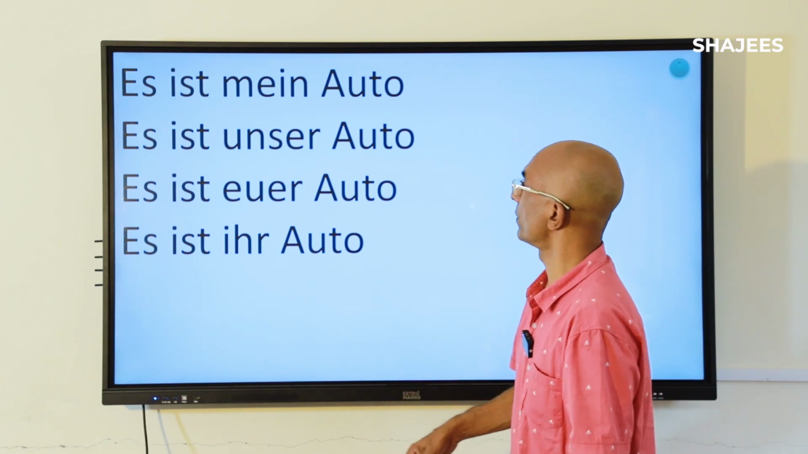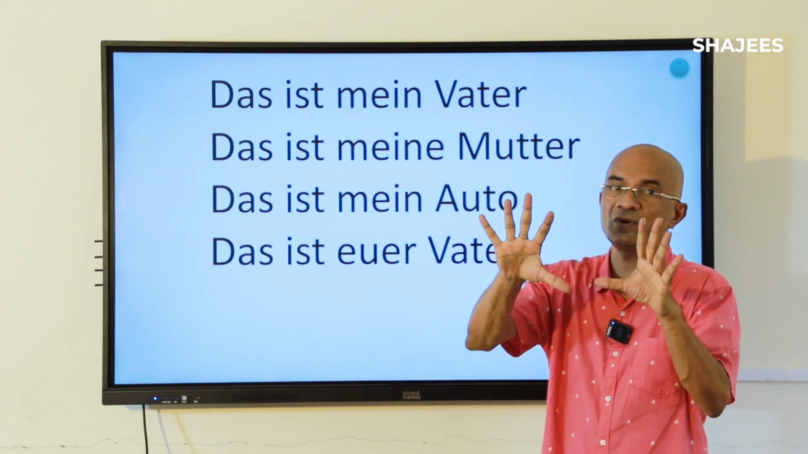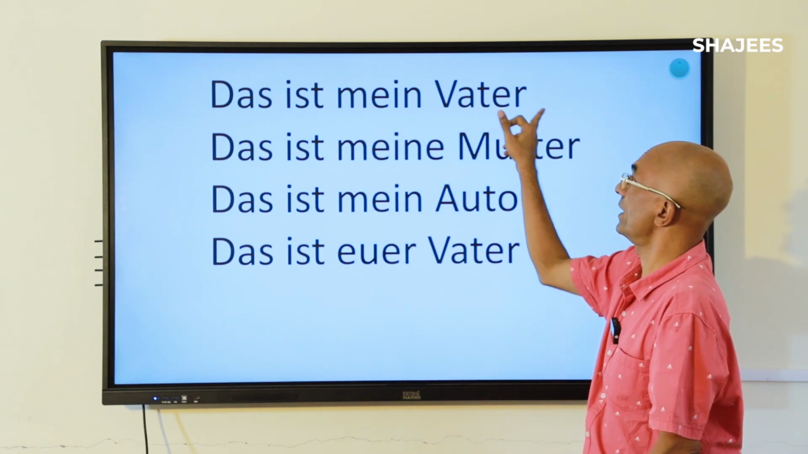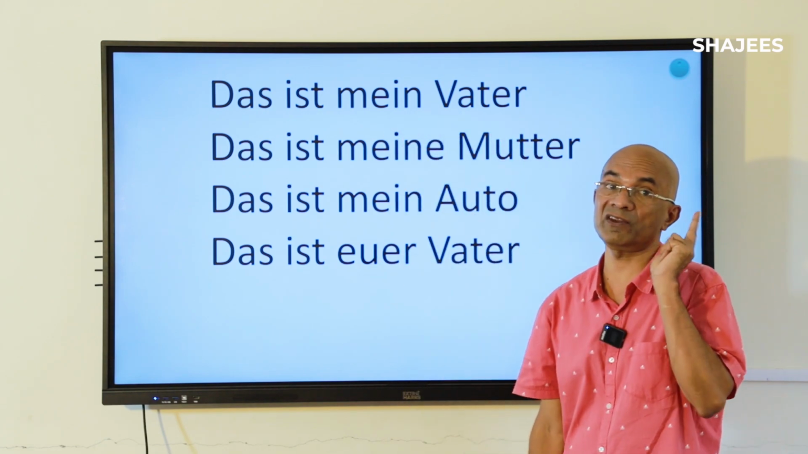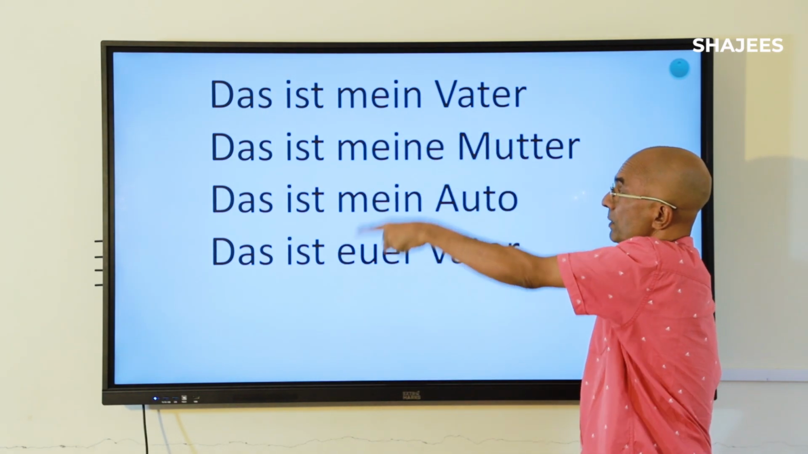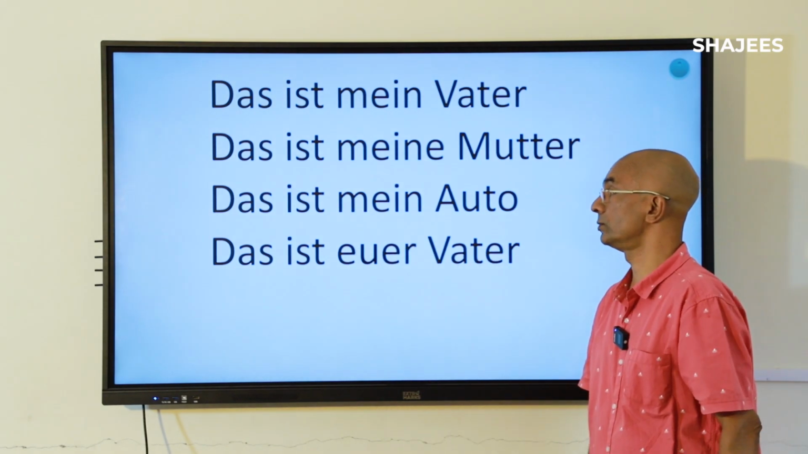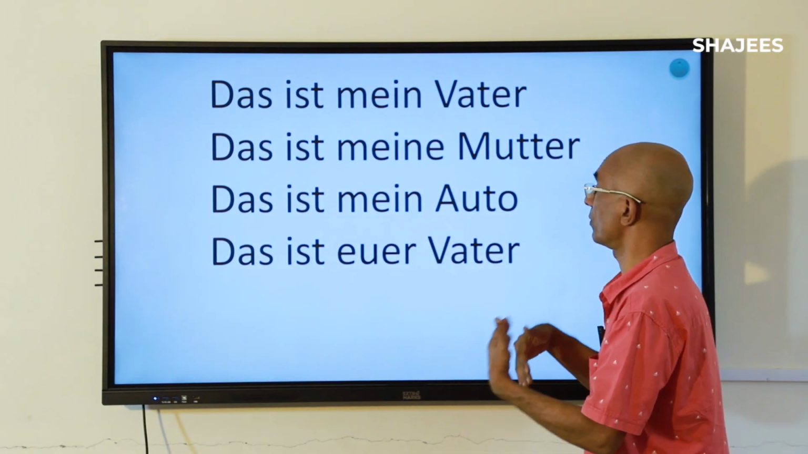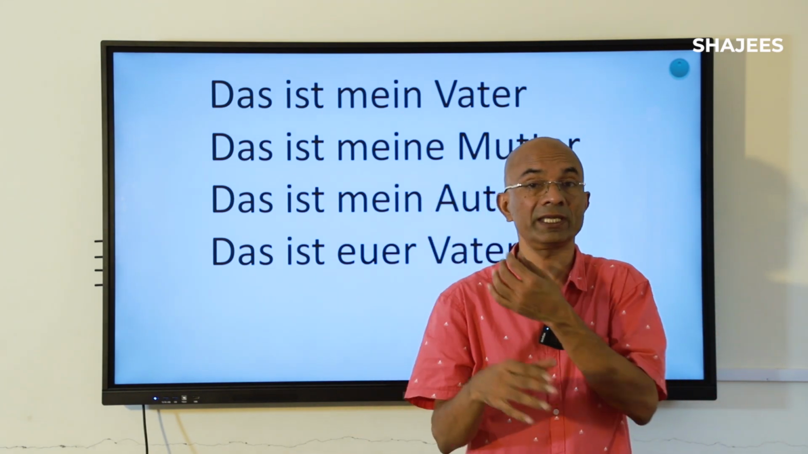Okay. Now, next, a few more things we want to say, in general, to recap. Das ist mein Vater, masculine. Das ist mein Vater, that is my father. Das ist meine Mutter hier. Und das ist mein Auto. And that is euer Vater. That's okay, that's your father. In general, it's a recap of it.